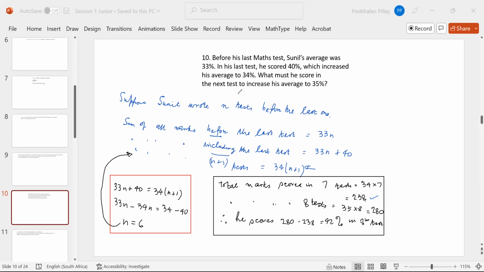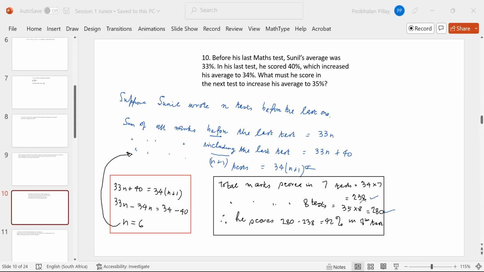Now, he's going to write the next test, and he wants the average to be 35. So in other words, he wants the total of 8 tests to be 35 times 8, because he wants the average of 8 tests to be 35. So therefore, the total of 8 tests will be 280, 35 times 8. But we already know the total of the 7 tests, which is 238. So that allows you to say what the 8th test score is.